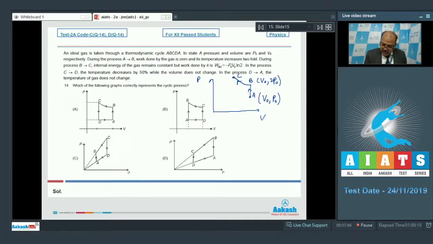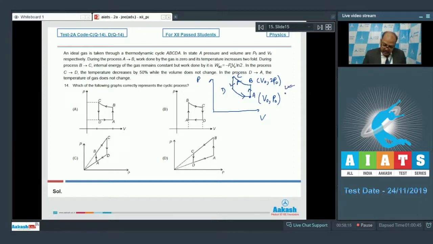So volume remains constant and temperature decreases, that means pressure is also decreasing, something like this. And from D to A, the process is isothermal again, so it is something like this. So if we look at the options, neither A nor B matches with this.